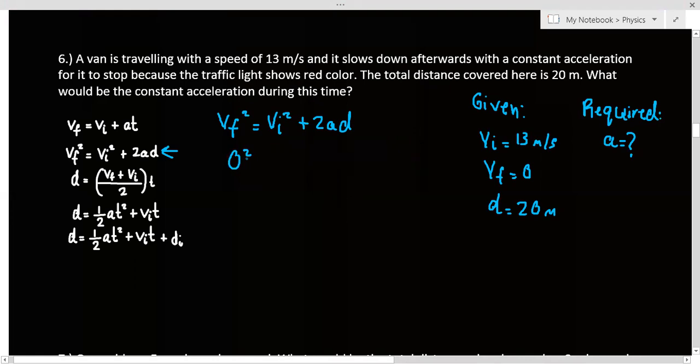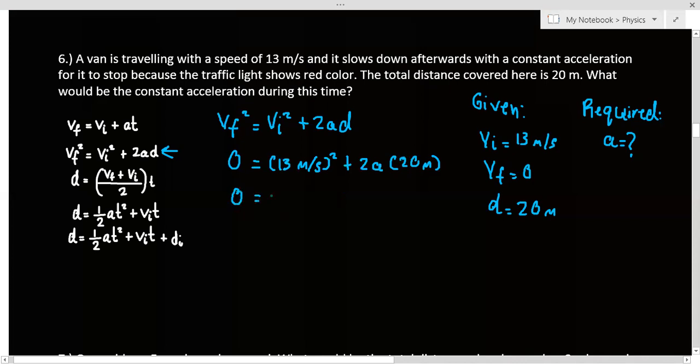0 lang siya. Because, overall, kung i-square mo yung 0, kung i-cube mo si 0, or lagyan mo ng exponent ng kahit ano, the answer is still 0. 0 pa rin siya throughout. So, we can just leave it as 0 na lang. Next, yung Vi mo ay si 13 meters per second. Tapos plus 2 times a times d, which is si 20 meters. Ayan.